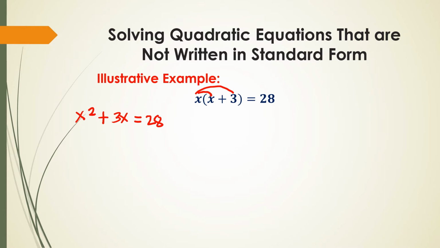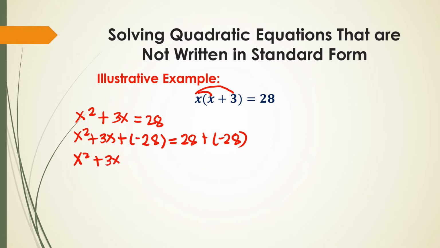28. Okay? Now, dahil hindi pa rin siya written in standard form, we need to use the APE. So, we need to add both sides by negative 28. So, we have x squared plus 3x plus negative 28 is equal to 28 plus negative 28. So, bring down x squared plus 3x, positive times negative 28, that is negative 28, is equal to 28 plus negative 28, that is 0.